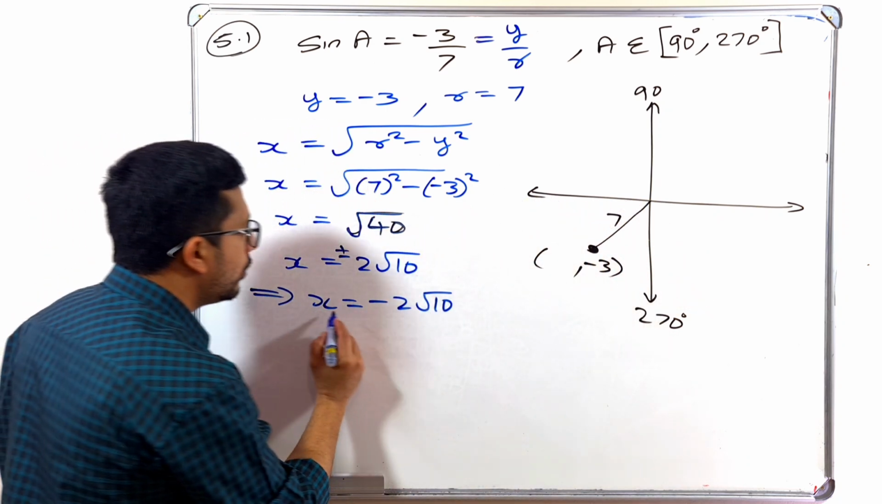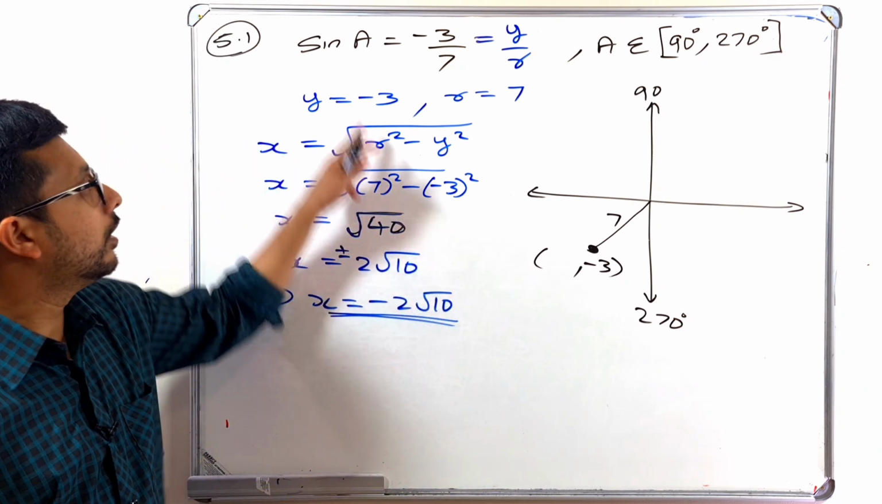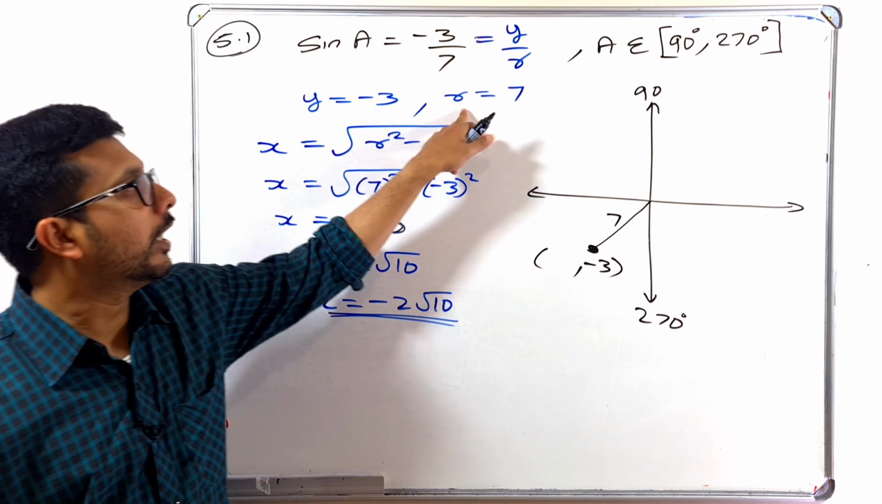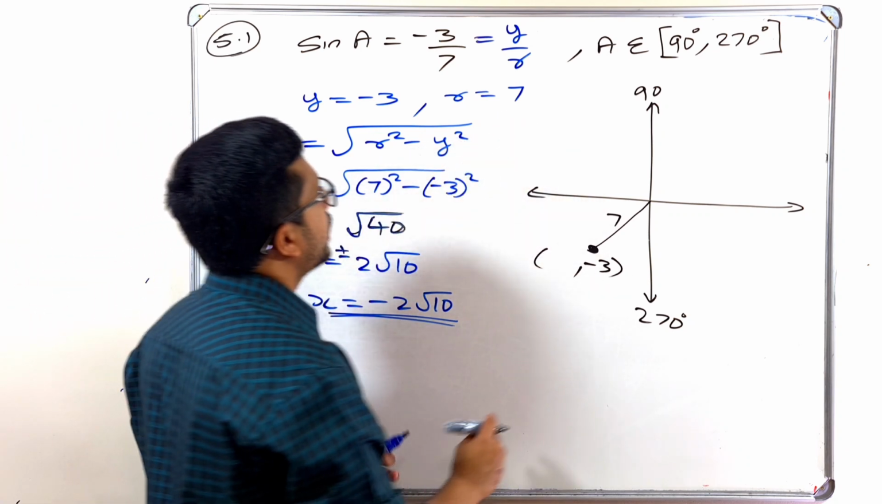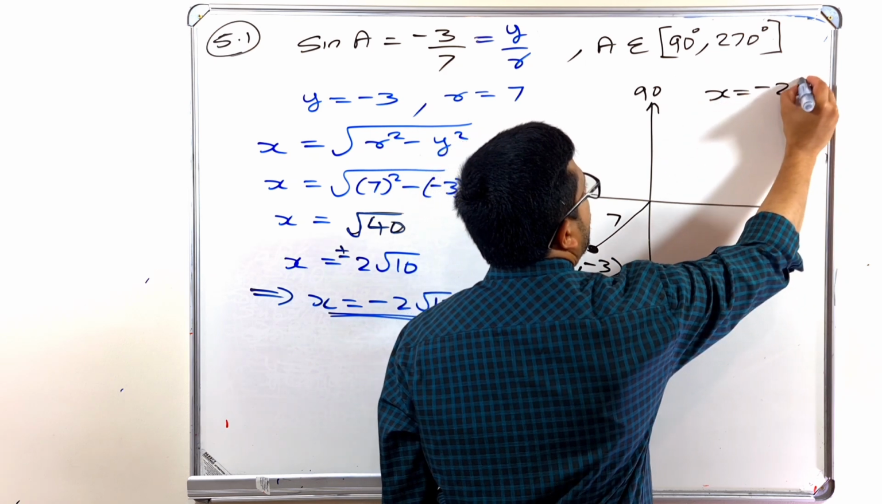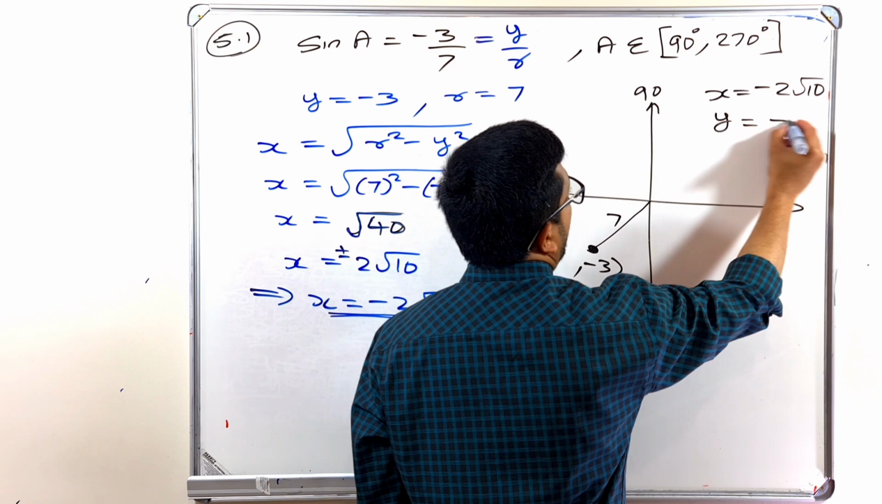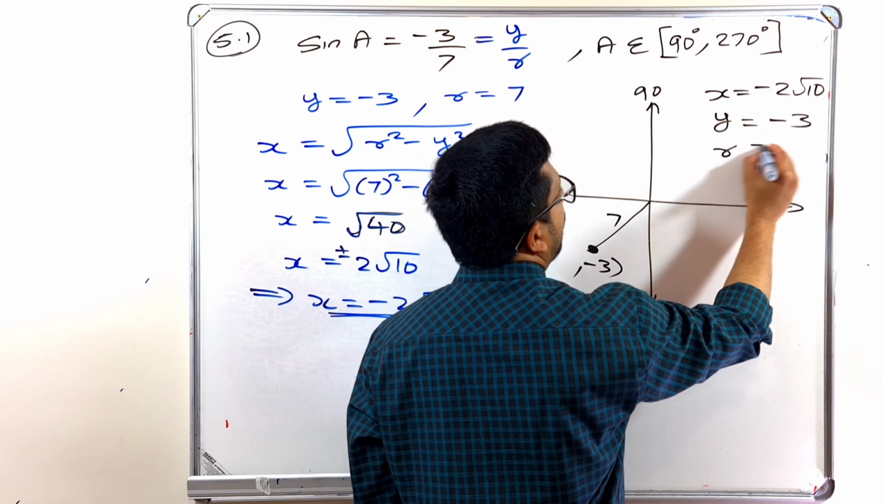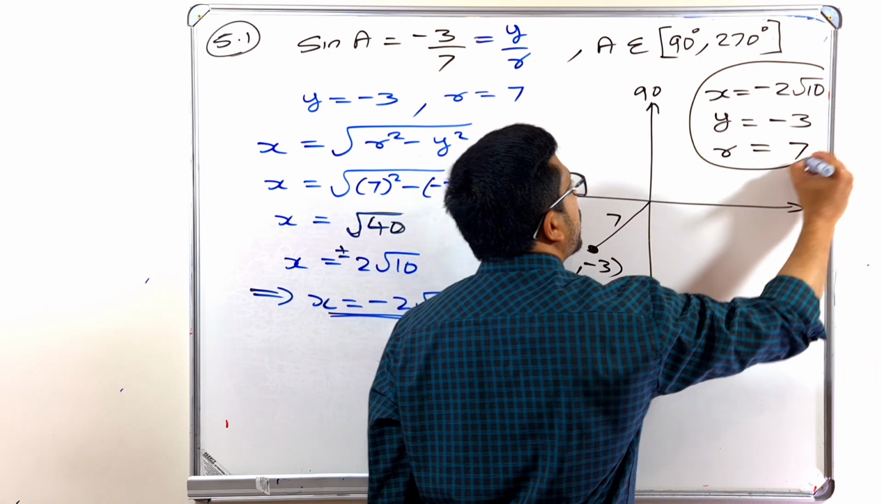So now we got the x value also. X is minus 2 root 10, y is minus 3, r is 7. Let me write the values there. What is the x value? Minus 2 root 10. What is the y value? Y is minus 3. And what is r? 7. So these are the values that we got.